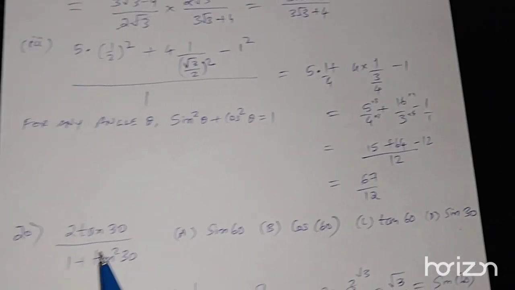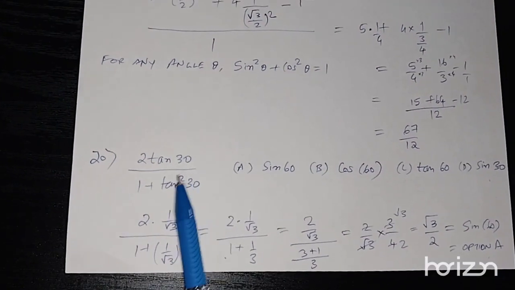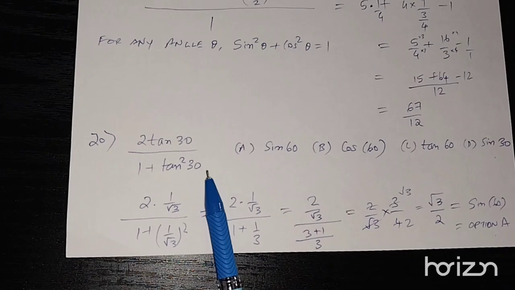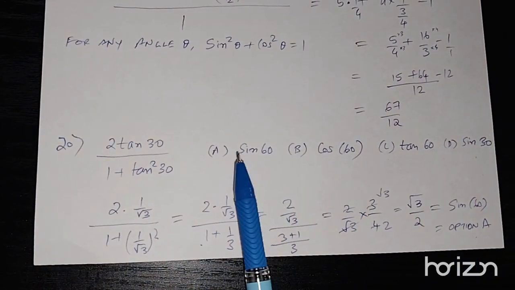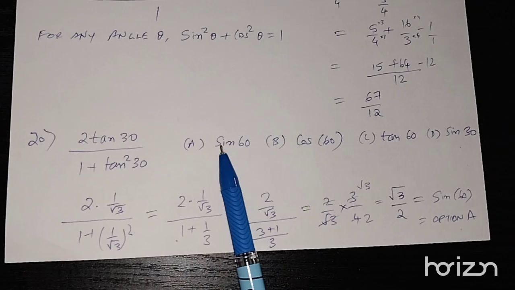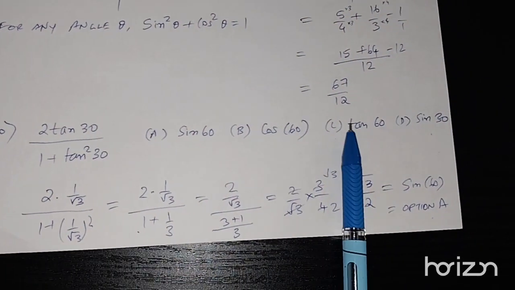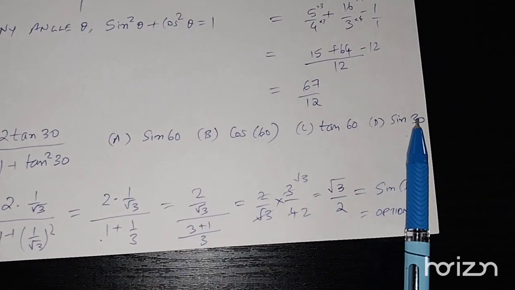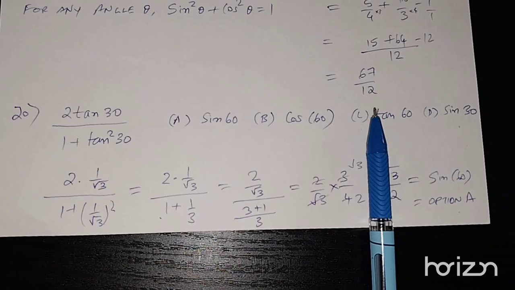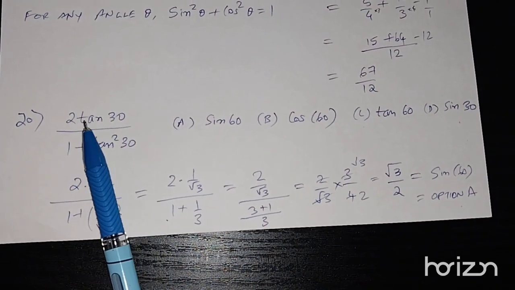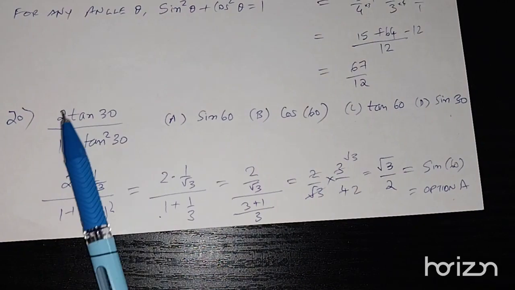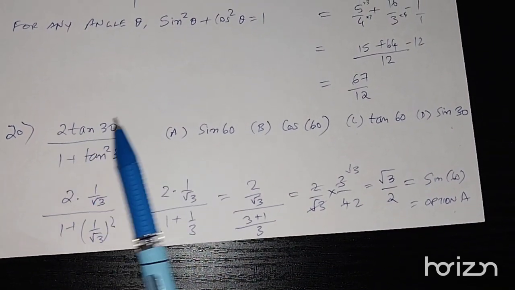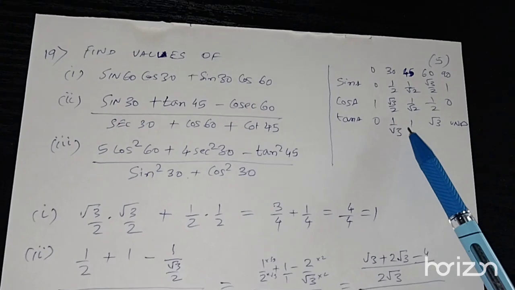Okay, so the next problem says 2 tan 30 divided by 1 plus tan square 30 is equal to which of these values? Option A is sin 60, option B is cos 60, option C is tan 60, or option D is sin 30. Which of these is equal to it? So first we need to find what 2 tan 30 divided by 1 plus tan square 30 is. To substitute, we'll get 2 times tan 30. Tan 30, as you can see in this table, is 1 upon root 3.